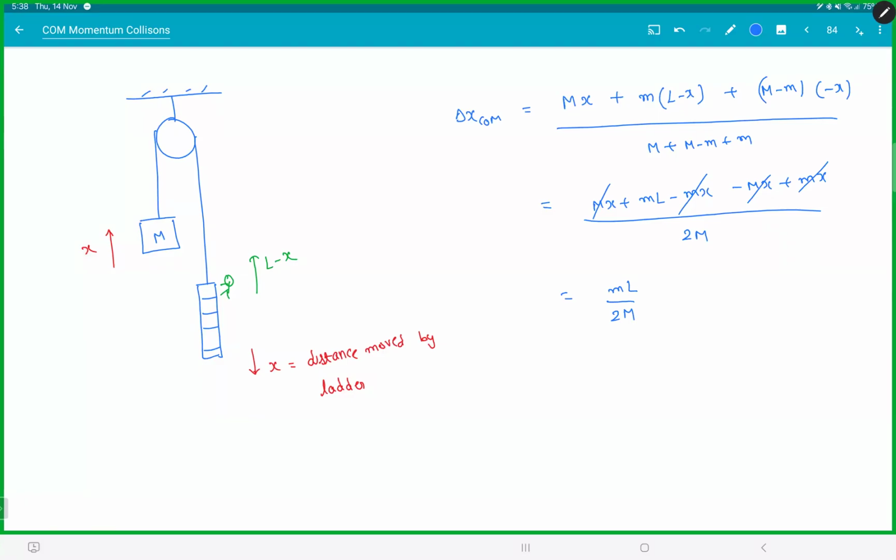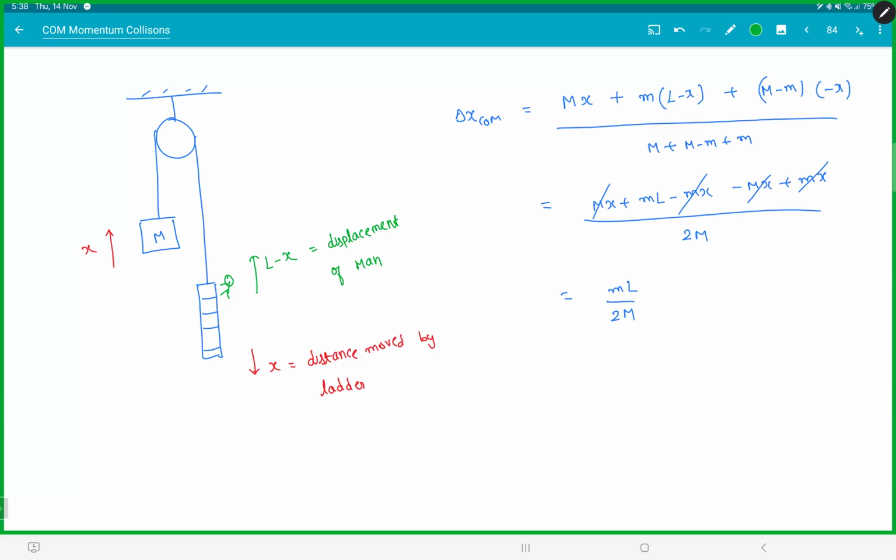We cannot find how much x is, but we know that when this man goes up, the center of mass will move this much distance. Again, how did we do it? We said let the ladder come down by x. Because the ladder is coming down by x, the block has to go up by x. Why? They're connected by a string. In this process, the man climbed up L, but the ladder came down by x. So the net displacement of the man is L minus x. This is the displacement of the man. There, you put it in the formula.